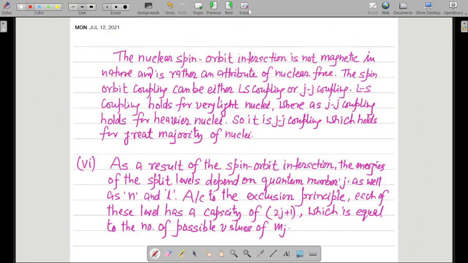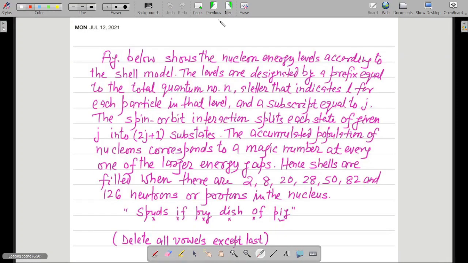Similarly for nucleons, we have 2j plus 1. The value depends on j. So each level has a capacity 2j plus 1, which is equal to the total possible number of values of mj. You will understand it when we give the examples.